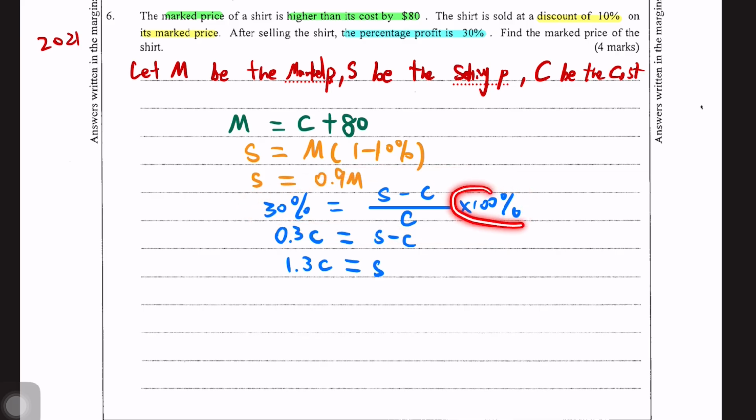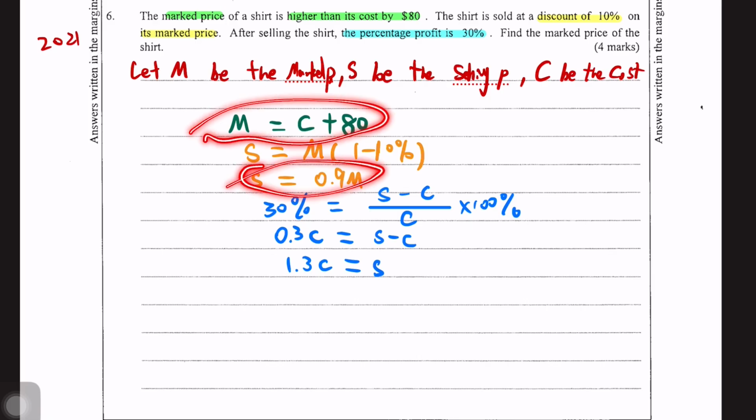So you move this one to this side, 0.3 times c, so 0.3c equals s minus c. And then we add the c to this side, 1.3c equals s, okay? Now we have 3 equations, 3 unknowns. How do we combine them? What do we need to find? The mark price, okay? The mark price.